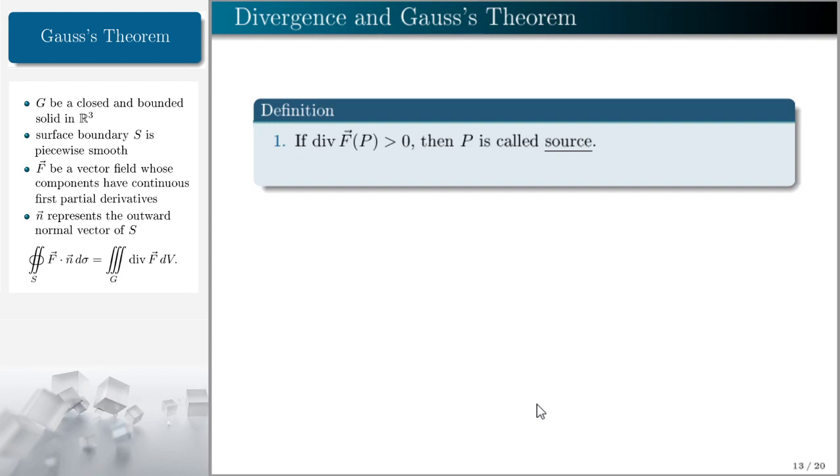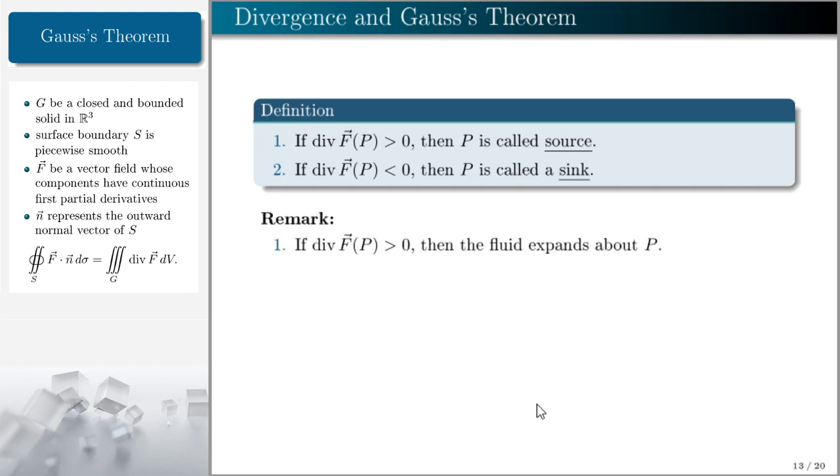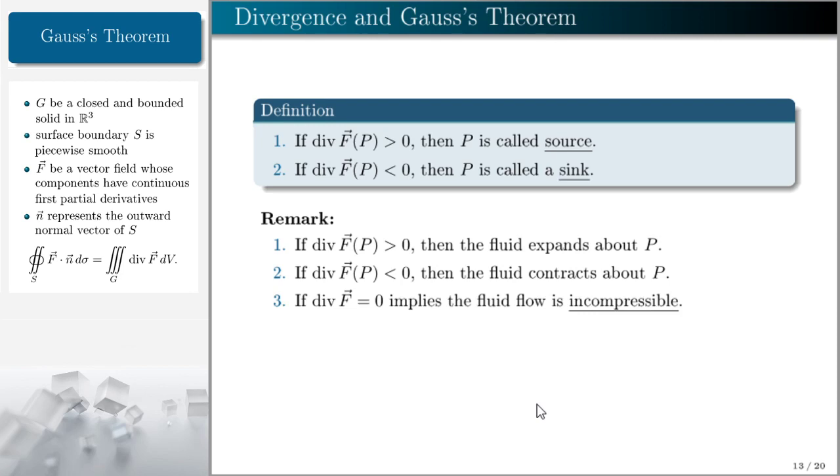And that is, if the divergence of F at a point P is positive, that is called a source. Otherwise, we will call it a sink if it is negative. And the reason why we call it source and sink is because in fluid mechanics, it is seen that if the divergence at a point is positive, then the fluid will expand about that point. If it is negative, it will contract like a sink. And if it is zero, we will call the flow incompressible.